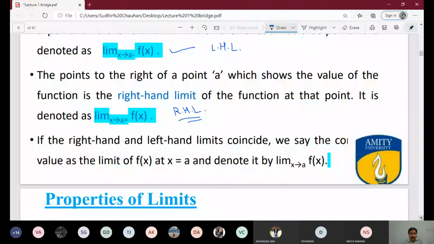So if the right hand limit and left hand limit coincide, we say that the common value is the limit of the function f(x) at x is equal to a, and we denote it by limit x tends to a f(x). So we have to check both limits, that is the left hand limit as well as the right hand limit.